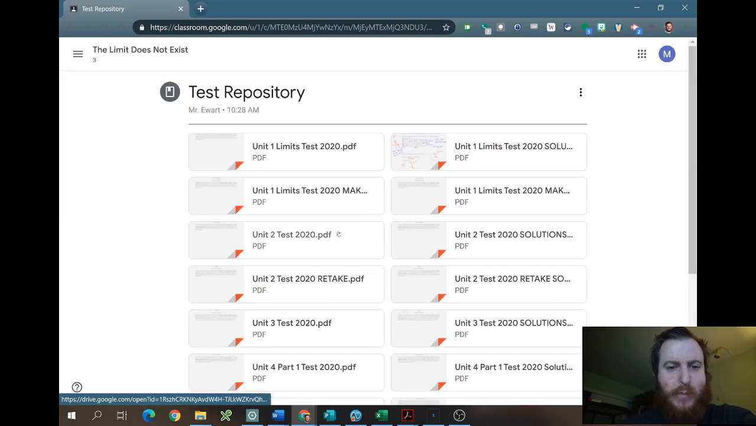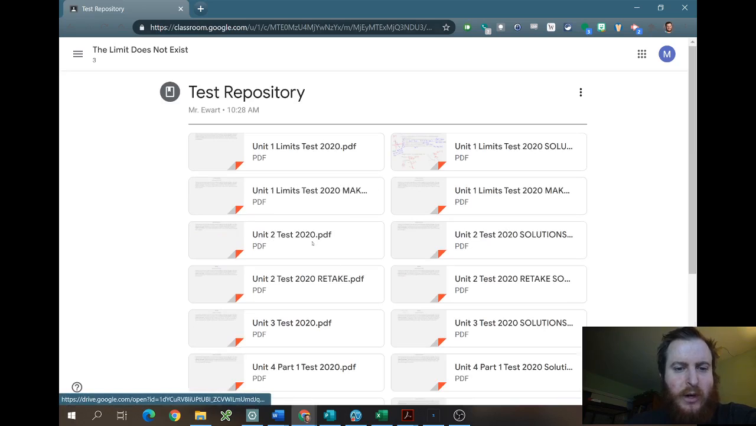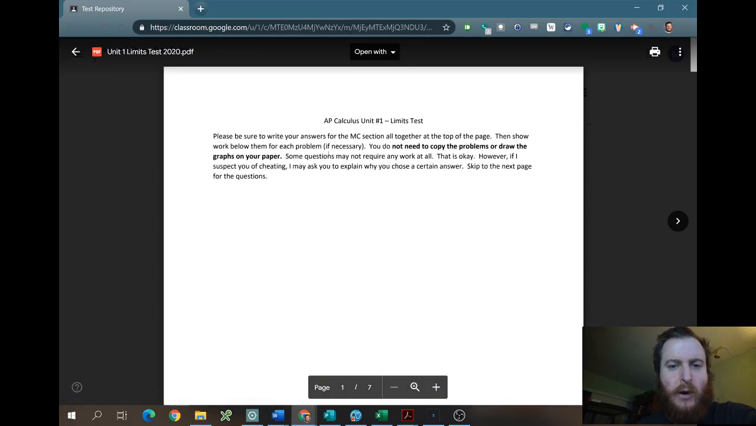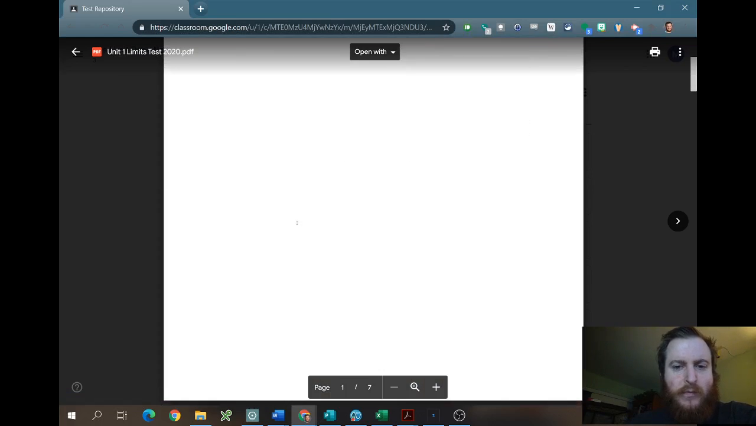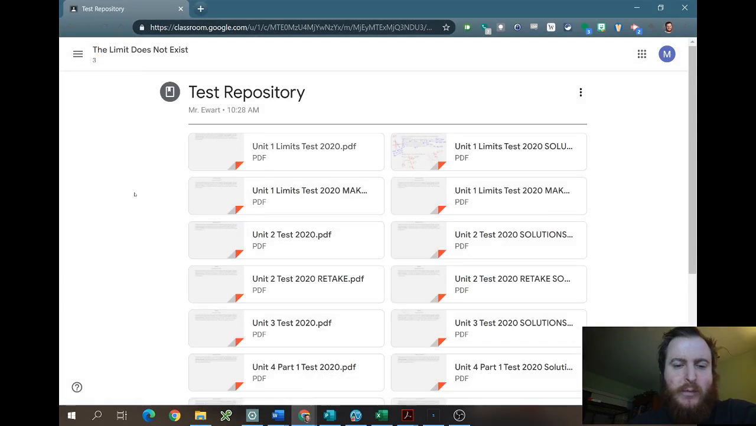This is probably the best resource for you guys to study besides maybe the packets, but it's almost just as good as studying the packets, is to go back through all of our tests. So on the left are the blank versions, and on the right are the solutions. So my recommendation would be to open up each test as you're studying for that unit, and to just redo the tests, the blank versions. If you have a printer, you can print it out. Otherwise, just do it by hand or on an iPad.